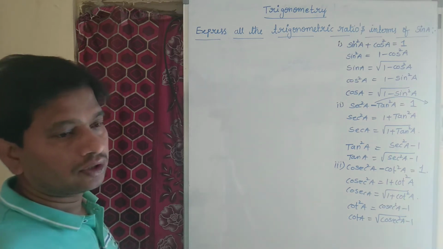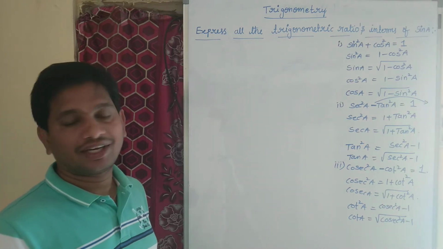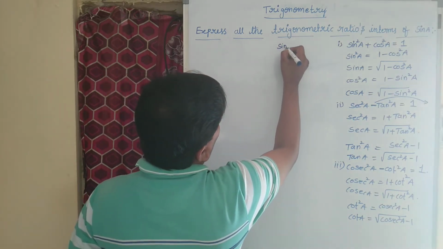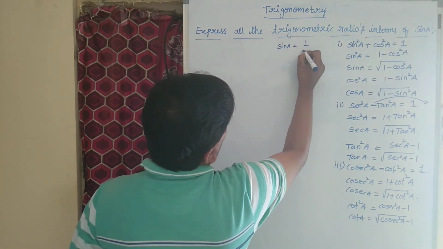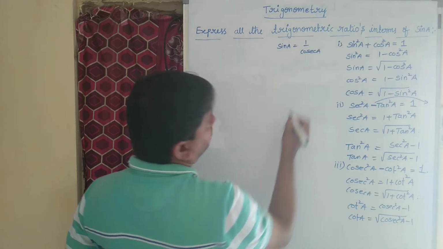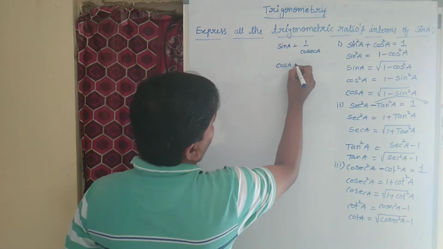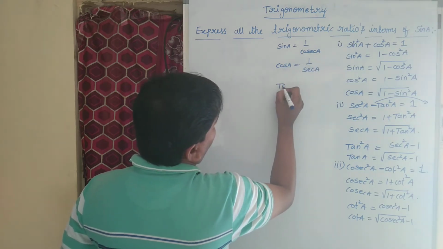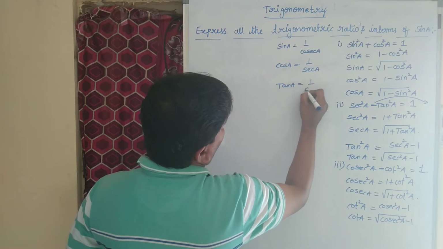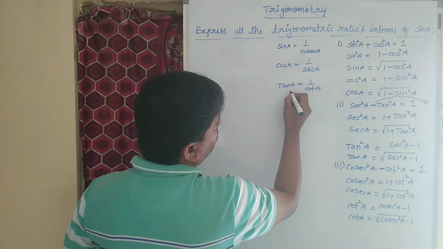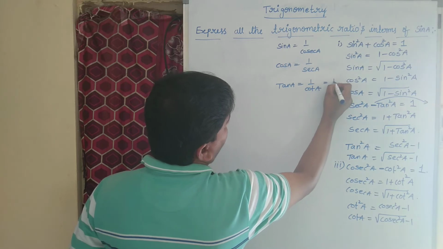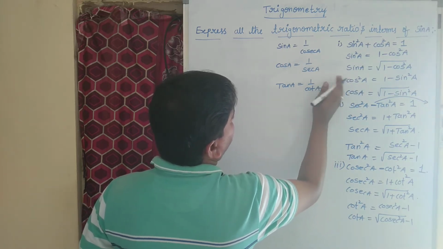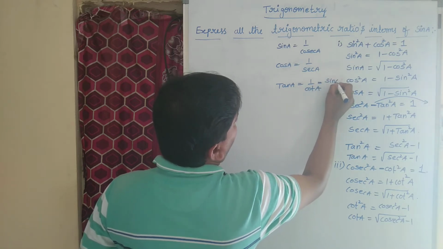Also you should know the relationship between trigonometric ratios. We know that sin A is nothing but 1 by cosec A. Also cos A is nothing but 1 by sec A. Tan A is nothing but 1 by cot A. Also tan A we can express as sin A by cos A.